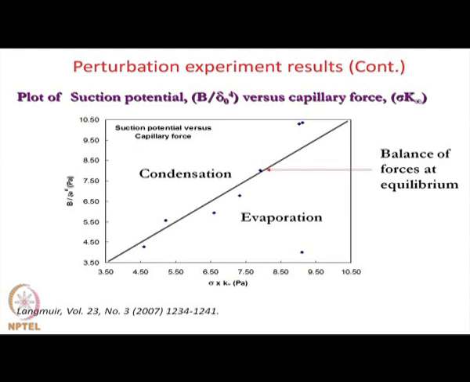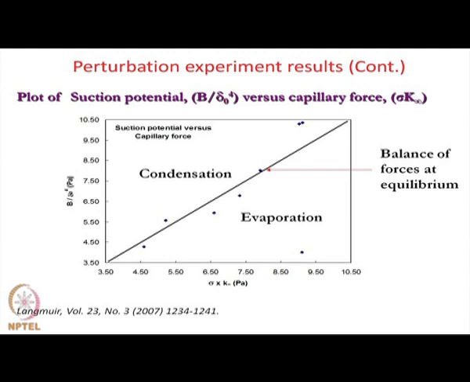So, B by delta 0 to the power 4 is called the suction potential, and sigma k infinity is the capillary force. When these two forces are balanced, we get an equilibrium situation, and then B by delta 0 to the power 4 is equal to sigma k infinity. So, that is the 45 degree line, the straight line that you see, and you can see that the points are not exactly on the 45 degree line, except for one point which is marked by the red arrow.